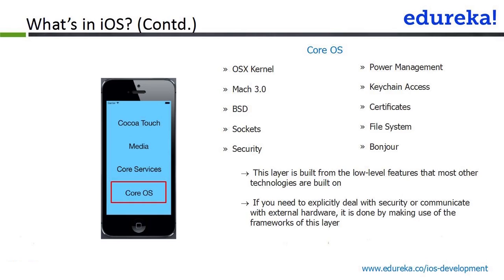And this layer is built from the low-level features that most other technologies are built on. And yes, like I said, if you need to explicitly deal with security or communicate with external hardware, then you need to use the frameworks of this layer. And again, the iOS SDK has frameworks which have built-in classes for doing all this for you. So the SDK is pretty powerful in that sense.